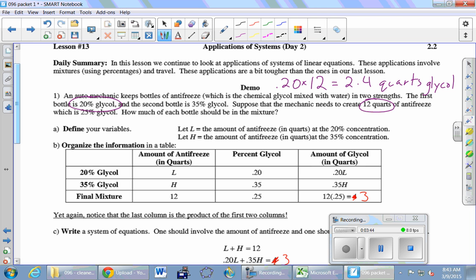We're going to pour some unknown amount of each of these together. So those are our 2 variables. L will be the amount of antifreeze in quarts at the 20% concentration. I chose L for low and H for high. So the higher concentration one is H.